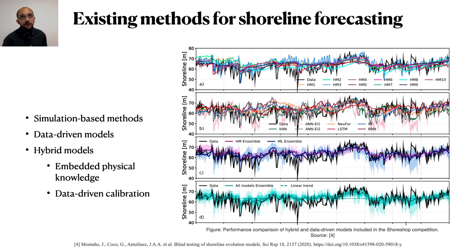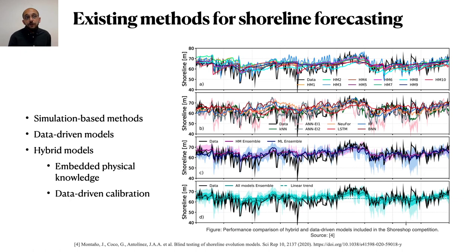Now, there are three main families of methodologies when speaking about shoreline forecasting. Simulation-based methods are purely physical models. They simulate many of the processes that happen in the coastal zone. They couple these simulations using conservation laws, and they use this formulation in order to forecast shoreline change.